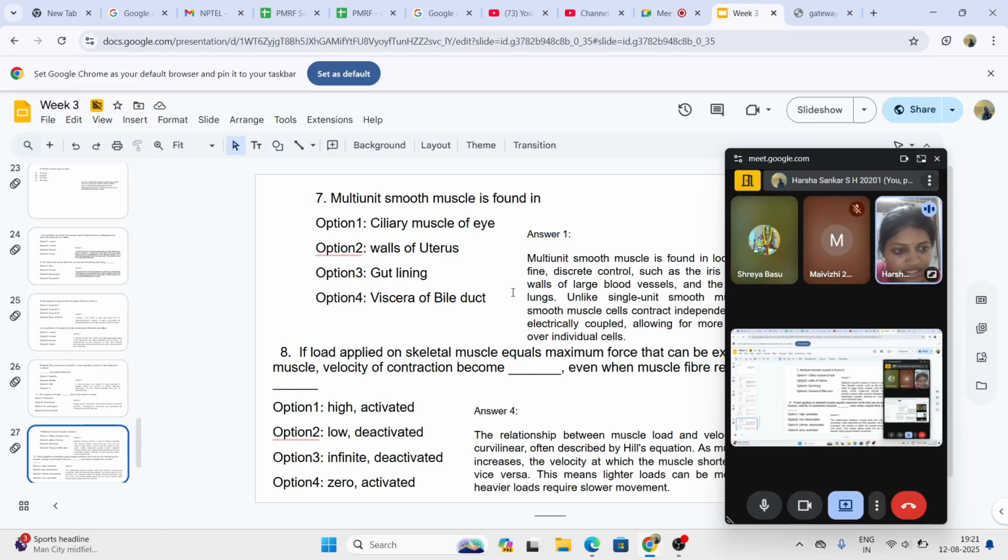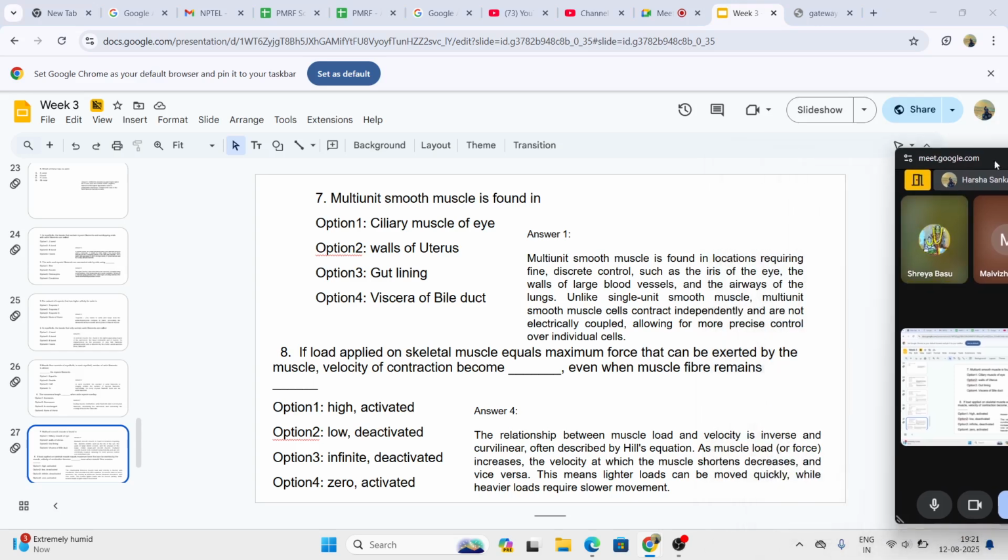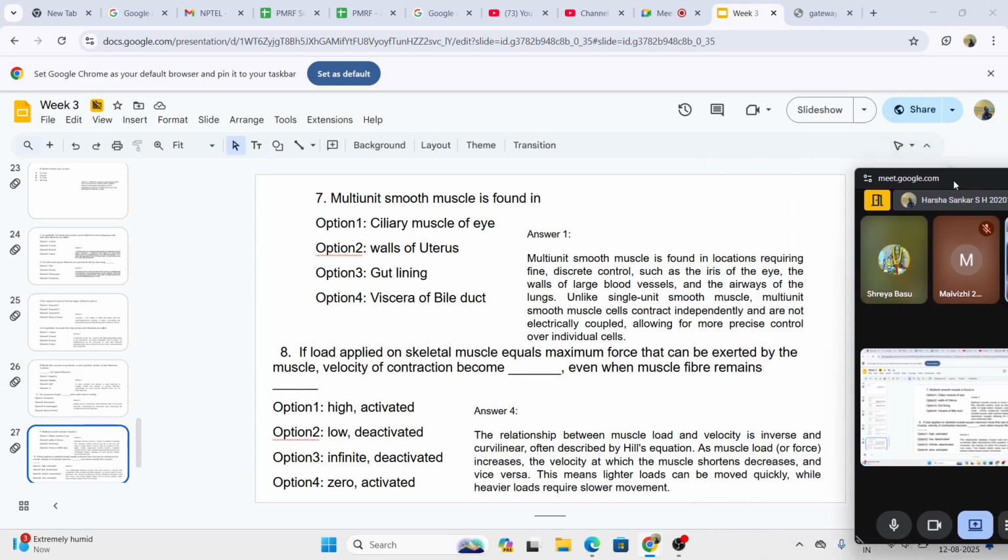So force is inversely proportional to velocity, that is based on Hill's equation. Okay, keep that in mind. The velocity at which the muscle shortens decreases as muscle load increases. This means lighter loads can be moved quickly and heavier loads require slower movement.